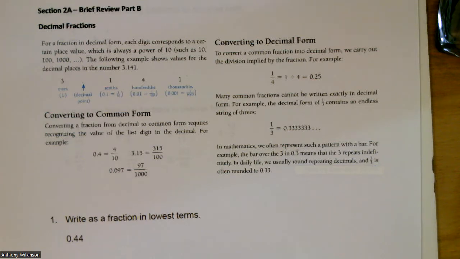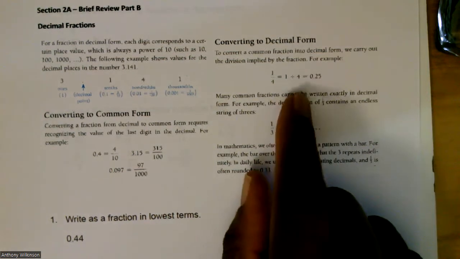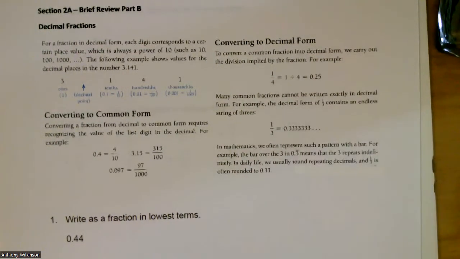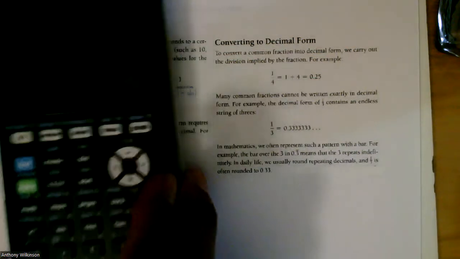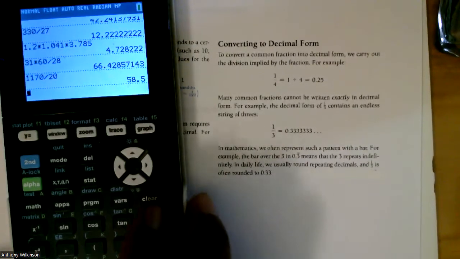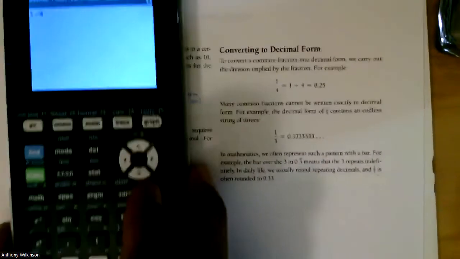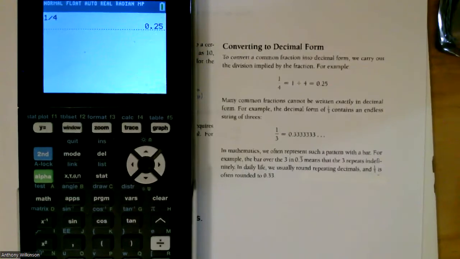All right, now the other part is converting to decimal form. So here, to convert a common fraction into decimal form, we carry out the division implied by the fraction. Like, for example, if you got 1/4, we can do 1 divided by 4. And also you can do this in the calculator. If you do 1 divided by 4, you can get 0.25. So I'll show you. In this case, if you take 1 divided by 4, you enter or equal, you'll get 0.25 as a decimal value.